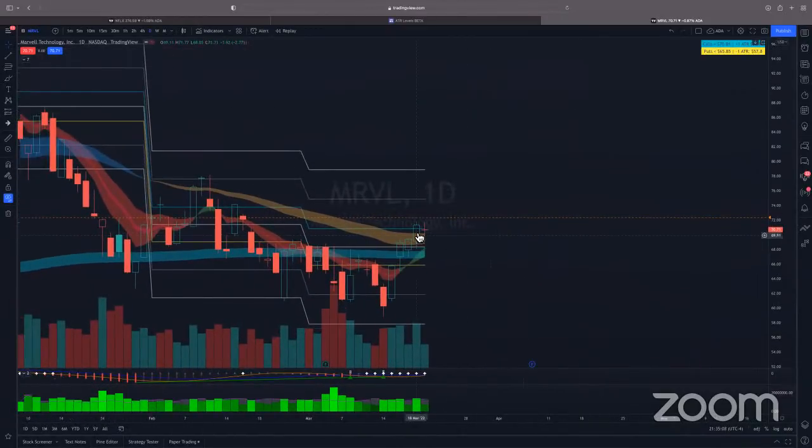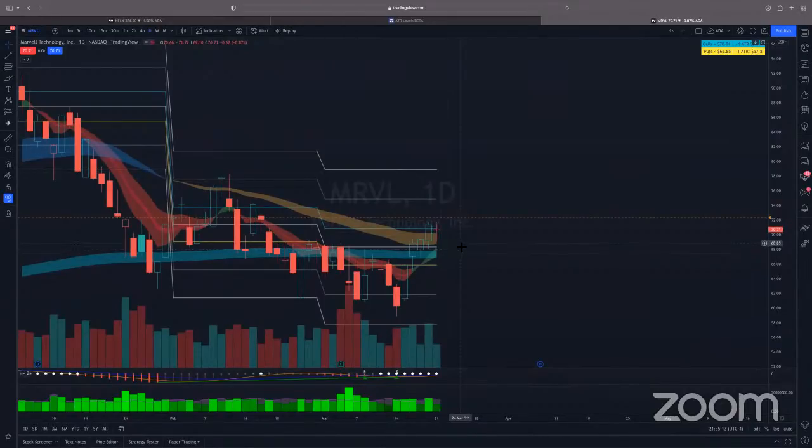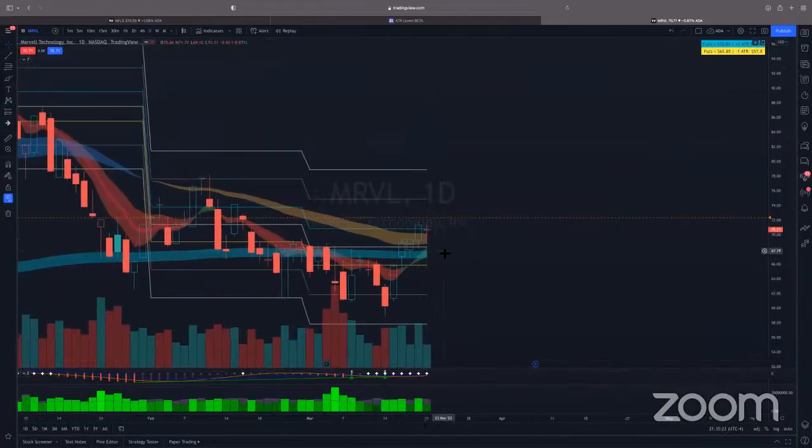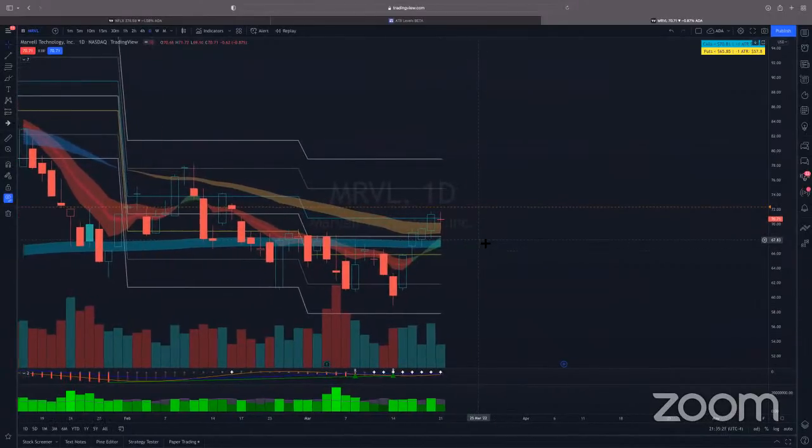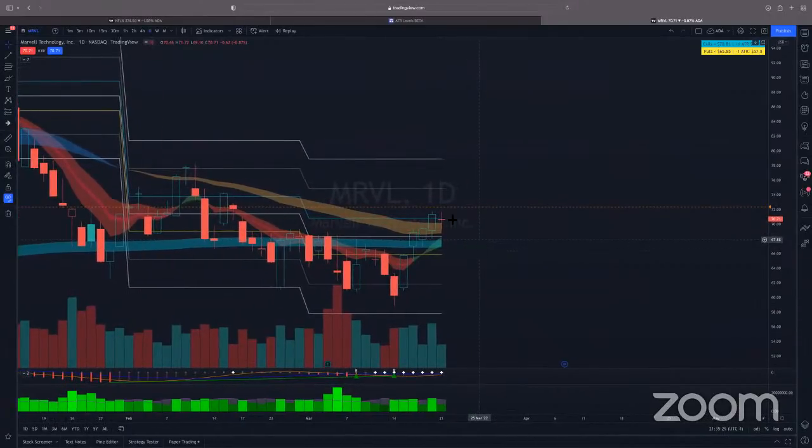Now it closed above it, and it's right around this area. But nothing is invalid right now because the stock is consolidating. As I said, it's made a nice big move, a squeeze up. Nice squeeze here, and Nvidia has an event coming up, and Marvel has low IV compared to Nvidia. So that's what I look for.